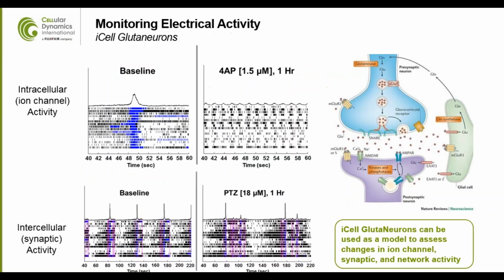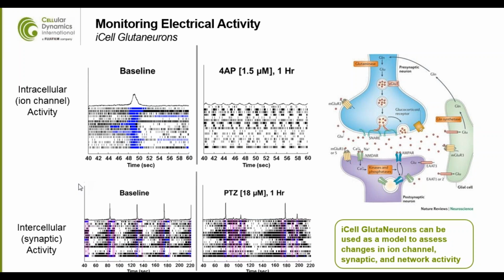Now, the real value in having such an interrogated network is that you can look at intracellular activity as well as intercellular activity. So, for example, you can interrogate the ion channel activity. Under baseline conditions, we see the firing and synchrony. In this case, you interrupt that with 4-AP, a potassium channel blocker, and you see that level of firing drastically decrease, as you would have thought. Similarly, you can do the pharmacological intervention of sodium channels, calcium channels, really whatever you care to look at.